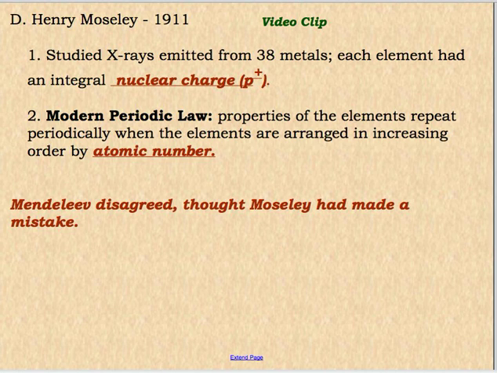So you should know Johann Dobereiner. You should know John Newlands. You definitely want to know Dmitri Mendeleev, and the last guy you should know with the periodic table is Henry Moseley. And like I said, there's about 3 or 4 pages in your book on it, which is very simple.